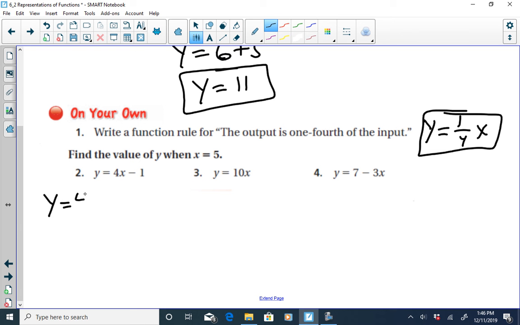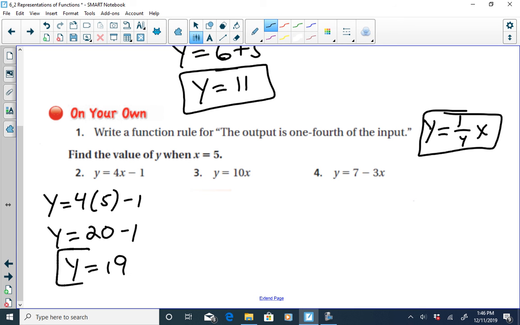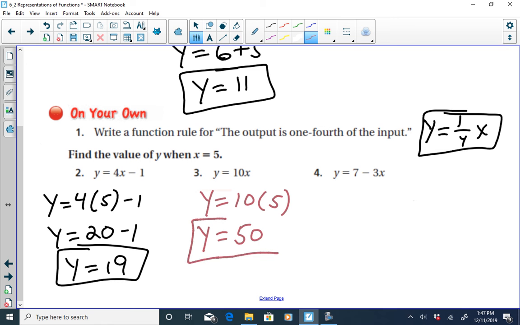Okay, number 2. We want to find the output when the input is 5 for each function. So y is going to be equal to 4 times 5 minus 1. Y is equal to 4 times 5, which is 20, minus 1. Y is going to be equal to 19. Second example, y is going to be equal to 10 times our input of 5. Y is going to be equal to 10 times 5, which is 50.